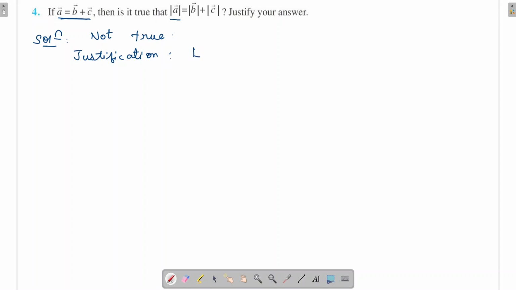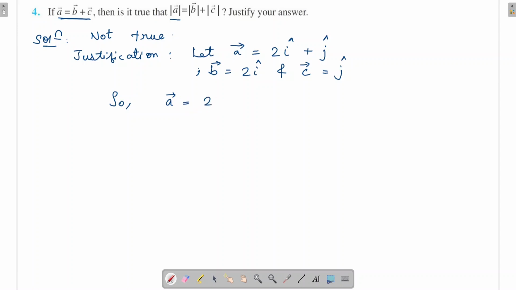Okay. So let A bar be equal to 2 i cap plus j cap, then b bar be equal to 2 i cap and c bar be equal to j cap. Okay, so that means a bar, which is equal to 2 i cap plus j cap, is equal to b bar plus c bar, right? So we have taken this condition properly here, right? A bar is equal to b bar plus c bar. Now let us check if this is true.